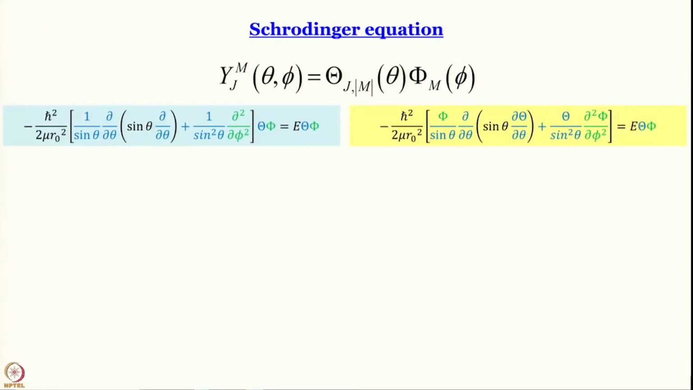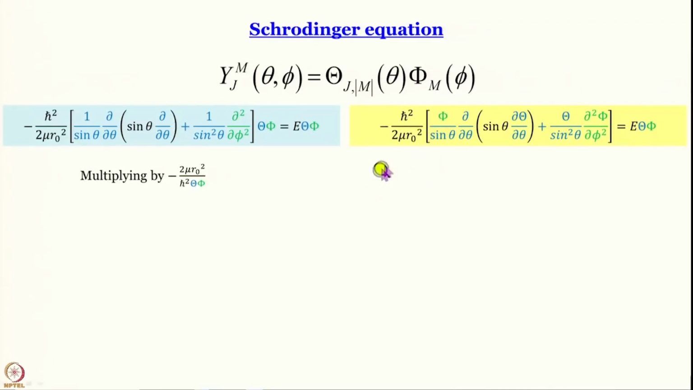What are we trying to do? We are trying to separate the equation. So, first of all let us multiply by 2 mu r0 square divided by h cross square, that is very simply to get rid of the coefficient here, and we will also multiply it by 1 by capital theta capital phi. Why? Because once we do that, here we have capital phi in the numerator. If you multiply it by 1 by capital phi capital theta, then phi and phi cancel, you are left with capital theta.